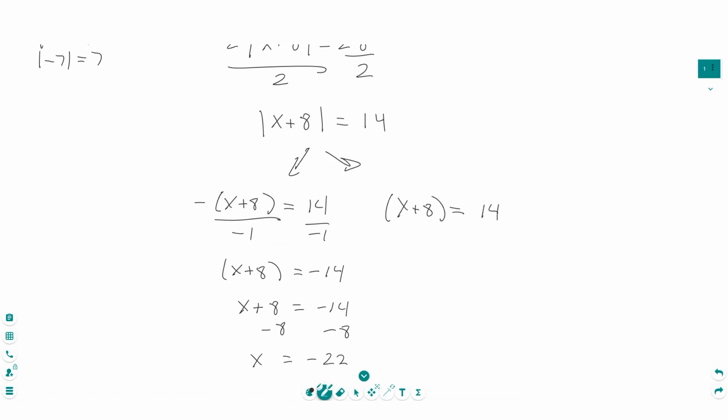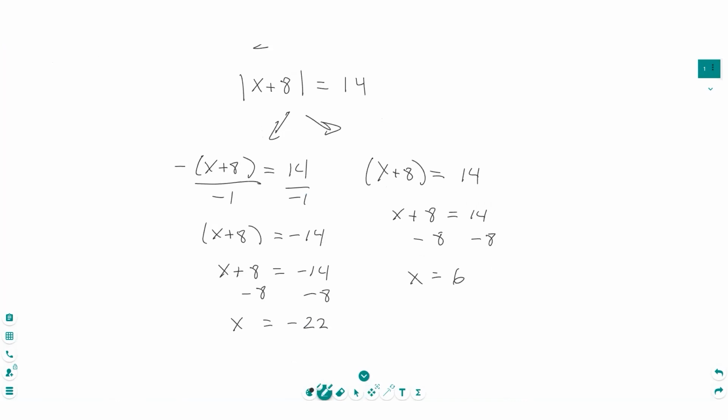Let's solve this other one. This one's simpler because we do not have a negative sign here. We subtract 8 from both sides, so that's 6. So I have 2 possible answers: x could be -22, and x could be 6.